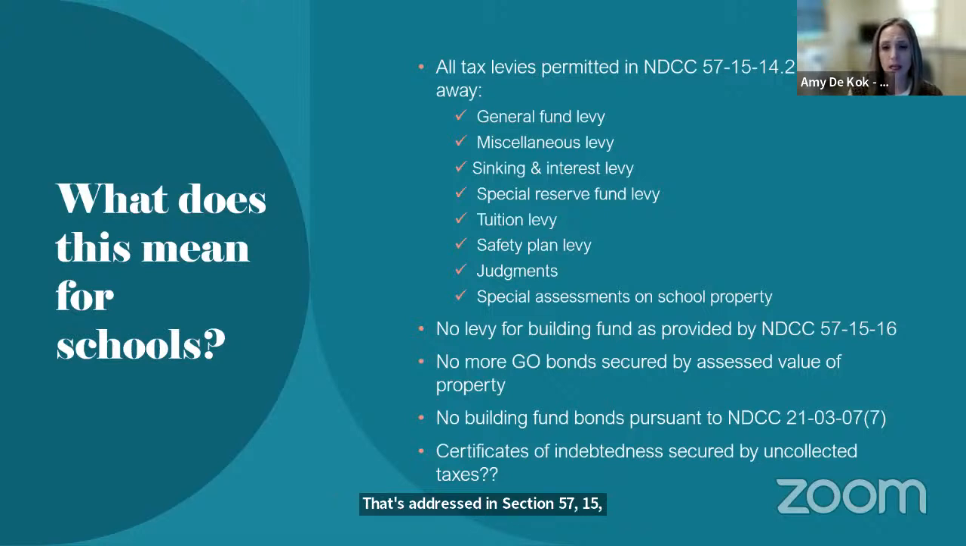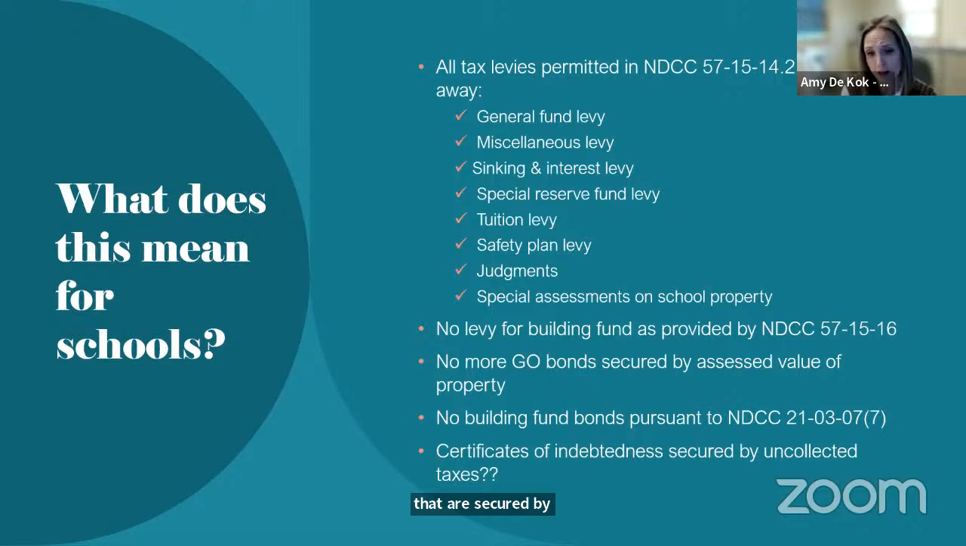The levy for your building fund, addressed in Section 57-15-16, would go away as well. As I mentioned, you wouldn't be able to issue general obligation bonds secured by the assessed value of property. You do currently have the ability to issue building fund bonds secured by your building fund levy under Section 21-03-07. I'm not sure how often that tool is used, but I believe it would go away as well, because it's bonds secured by a property tax levy.